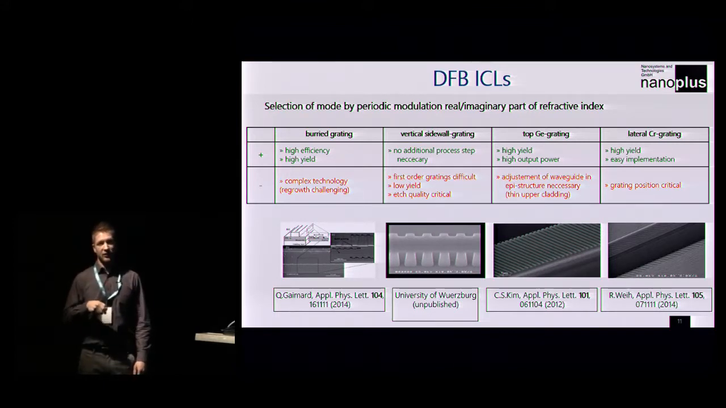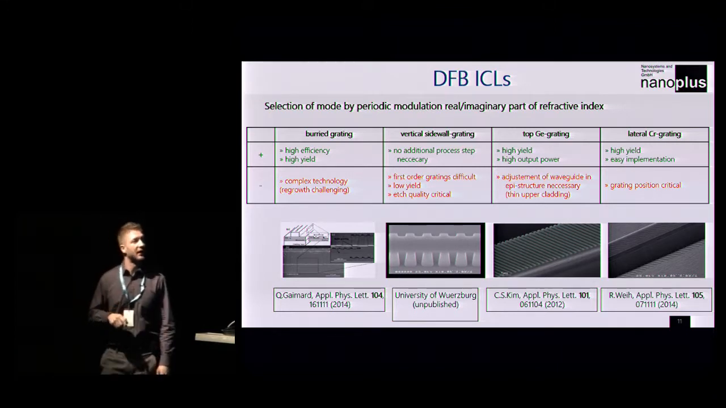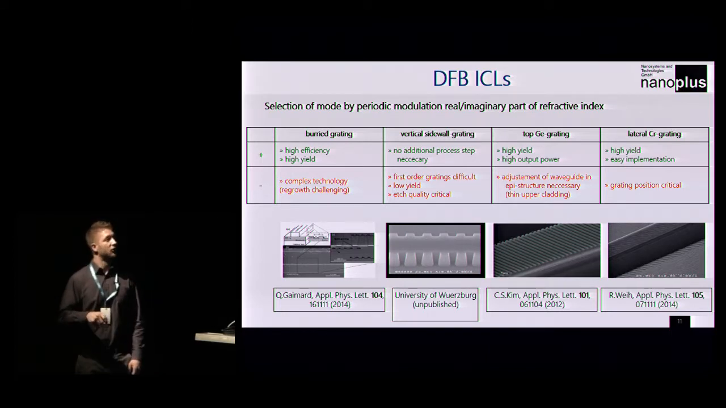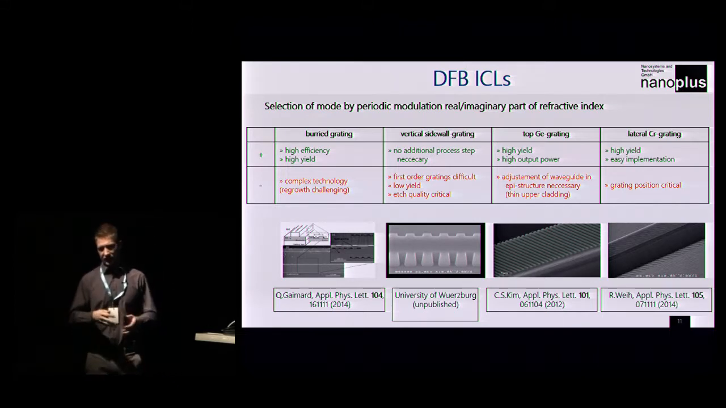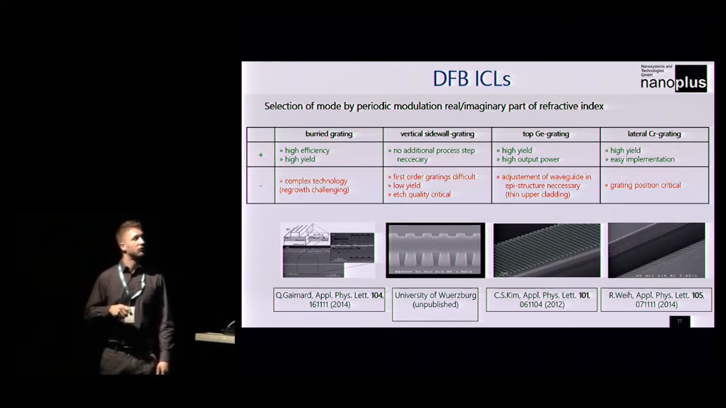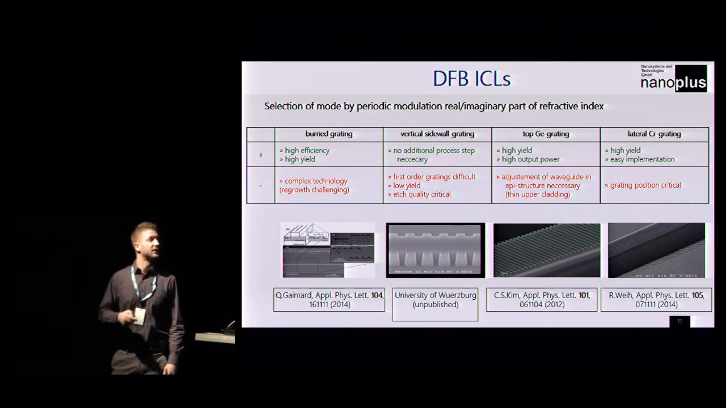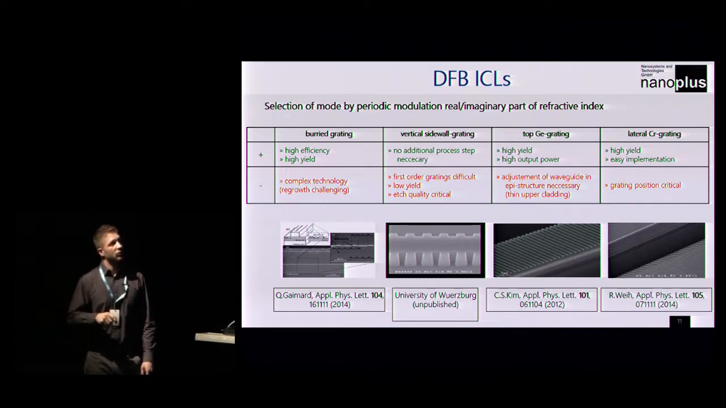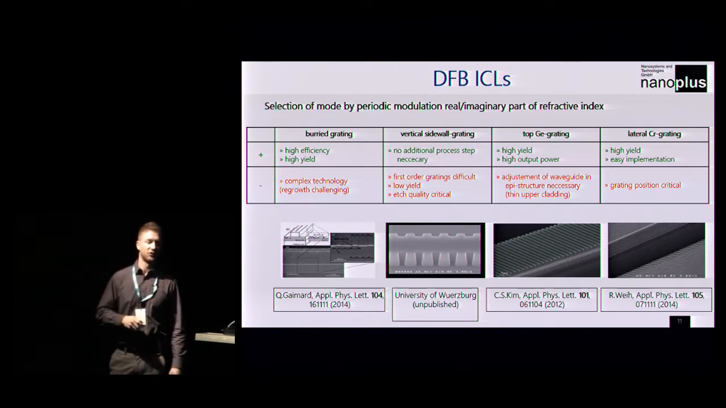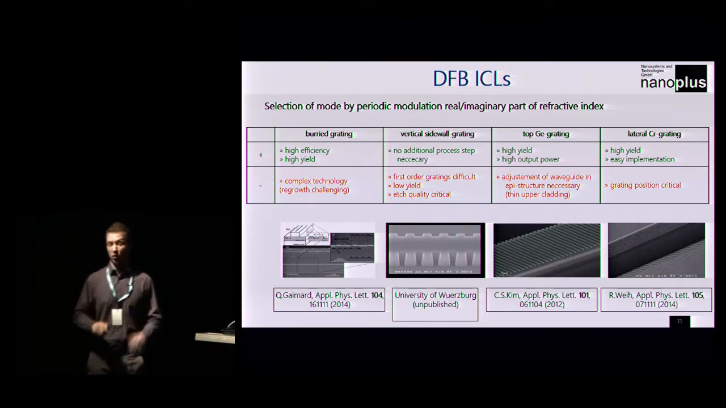So on ICL material, several DFB concepts have been demonstrated. All of them, like with all technology, have some advantages and some disadvantages. Buried gratings have already been realized. The disadvantage of this is that gallium antimonide technology, especially regrowth technology, is not that advanced, that it's really good and reproducible. You can use vertical sidewall gratings, or you can use germanium gratings on top to select your wavelength to have one longitudinal mode.